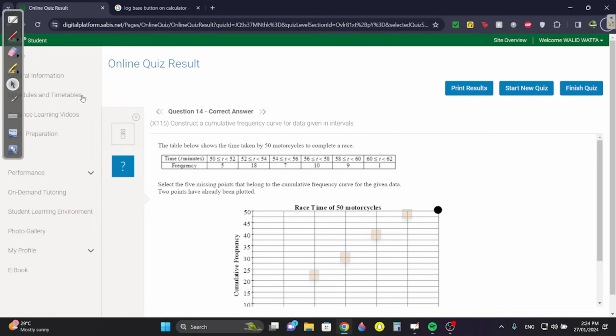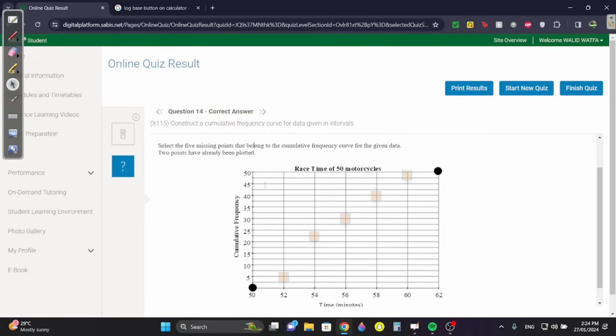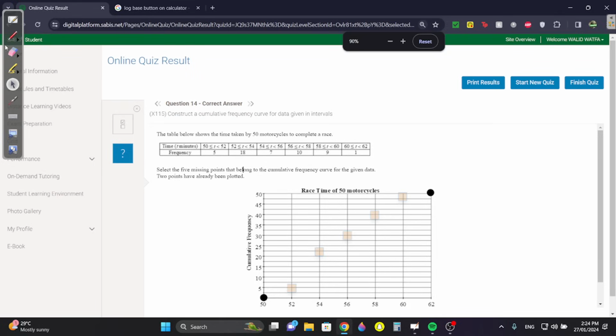Okay, the CF. Let me zoom out. For the cumulative frequency, very easy. To graph, I will show you how to find the cumulative frequency. How do you find it? 5. You do the number plus the number before it. 5 plus 0 is 5. 18 plus 5, 23. 7 plus 23, 30. 10 plus 30, 40. 9 plus 40, 49. 1 plus 49 is 50.